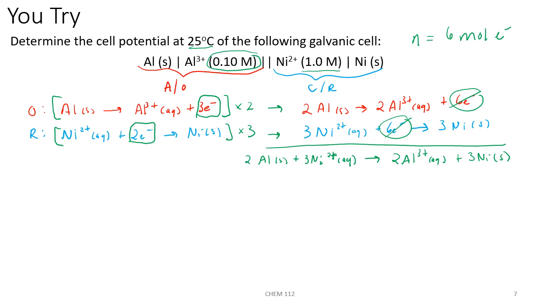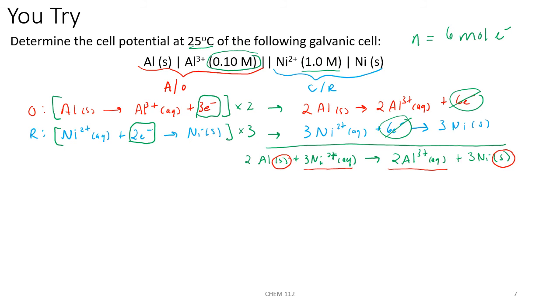So your aluminum on the reactant side is a solid, your nickel on the product side is a solid. Neither of those are going to get included in your reaction quotient calculation. The only two things you need to worry about are your aqueous nickel ions and your aqueous aluminum ions when we calculate Q.